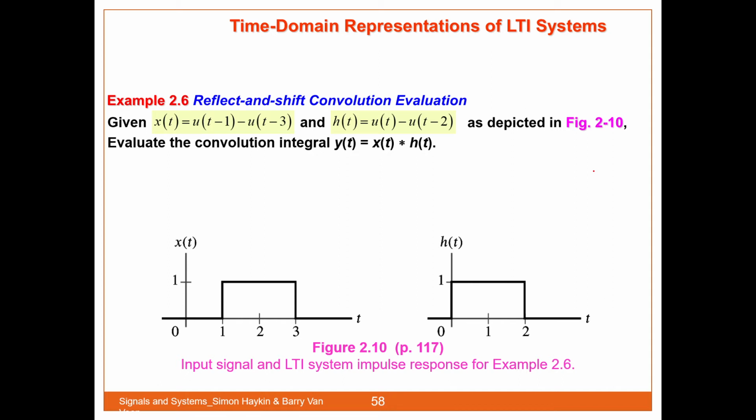For example, we have u(t - 1). How does u(t - 1) look? u(t) is like this, right? But u(t - 1) is like this, so this is 1. And then u(t - 3) is here, but it's negative. So we come up with this rectangular. Same goes to this one, u(t) starts at 0 and starts at 2 but shifted. So we want to convolve these two equations.